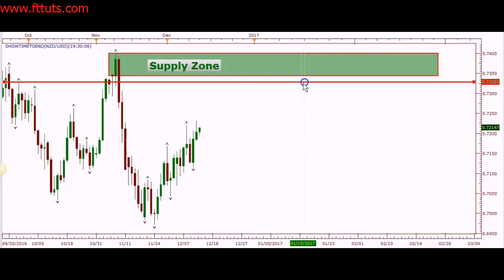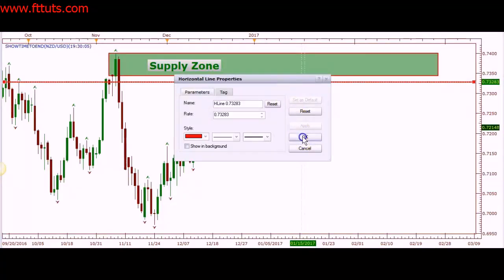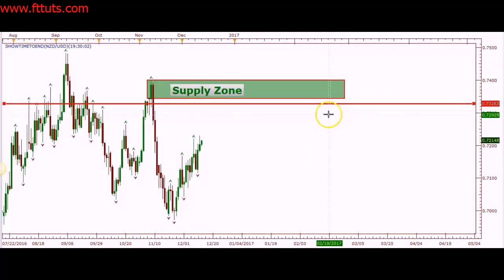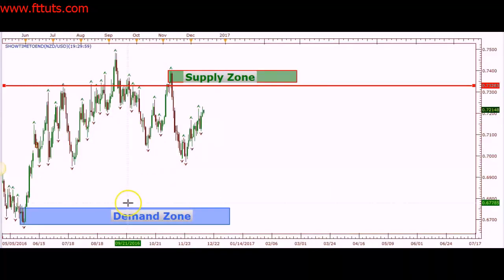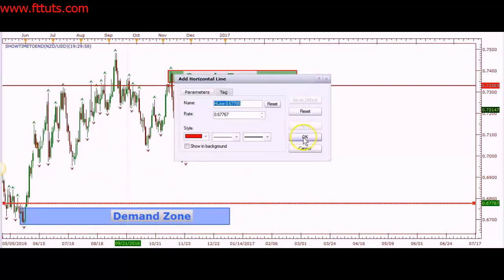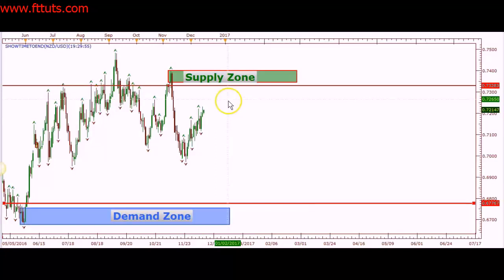So you're waiting for that. You put a price alert there. When price gets there, you know what you want to do. And then same thing down here. Price gets down to about this level. You put a price alert. When price gets to those levels, you'll see what you want to do.